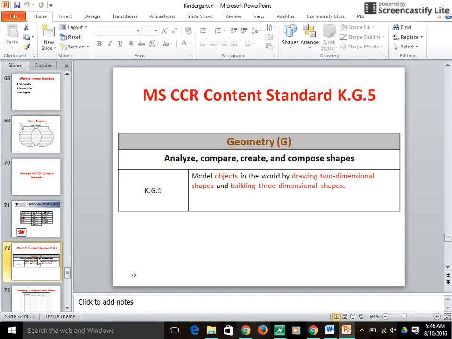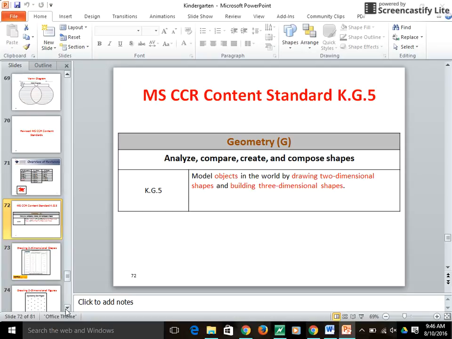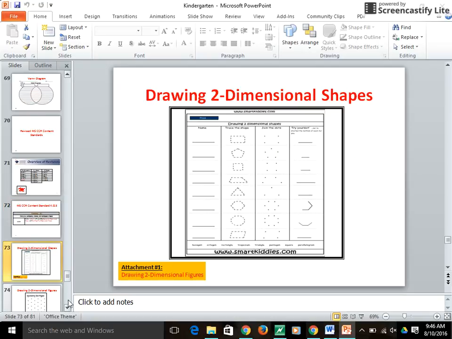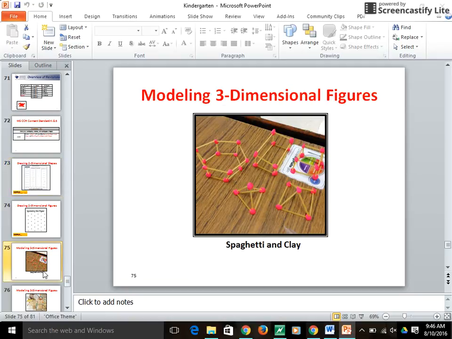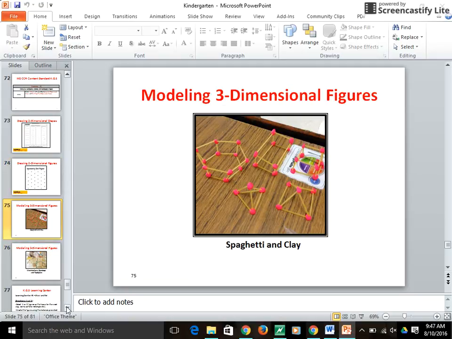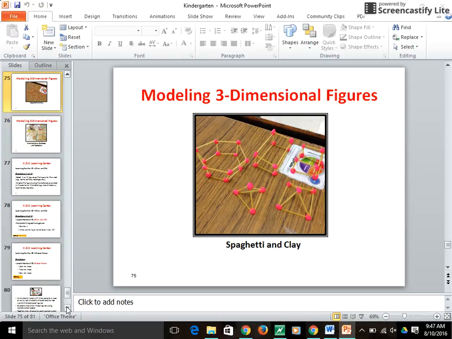Okay, KG5, another standard that you already have, but it didn't differentiate between two-dimensional shapes and three-dimensional shapes. It mentioned just shapes before. We just want to be sure that your kids know that two-dimensional shapes are flat and three-dimensional shapes or figures are something they could actually hold in their hand. So to do that, you're going to need to let them draw the two-dimensional shapes and actually build three-dimensional figures. So whenever you get to that part of your units, let them experience that hands-on learning with those.